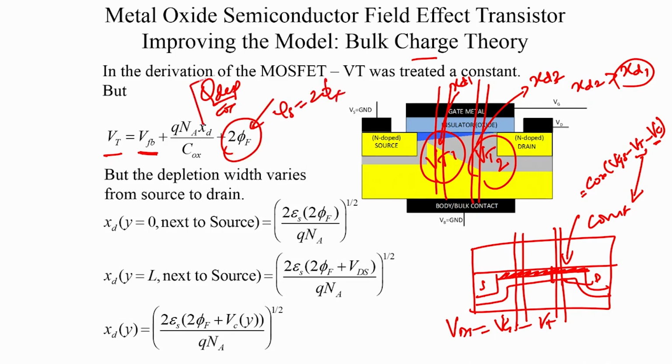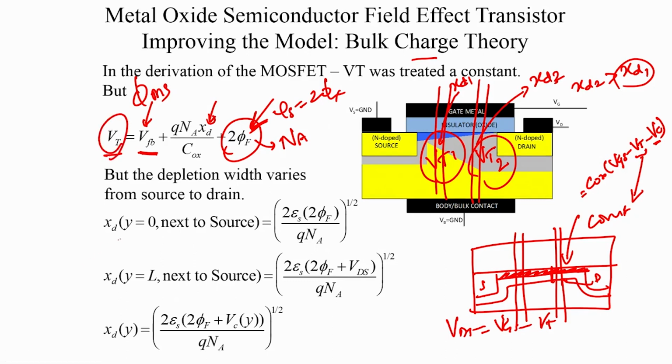Now, the problem is with Q depletion. Phi f is purely dependent on the acceptor ion concentration, VFB is completely dependent on phi ms, and it is only the Q depletion that depends on the value of XD, and it is QNA times XD by Cox. So, as XD varies, Vt must vary.